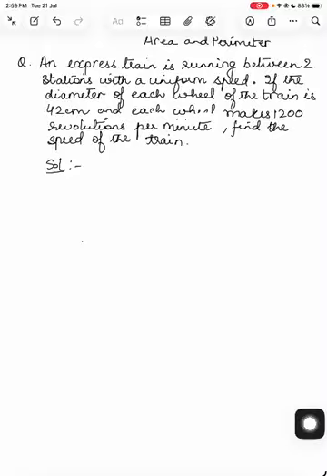So what we need to find is the speed. Speed is distance upon time. So we need to find the distance first. The time is per minute. How much distance it has covered per minute. So here what is given? Given is 1200 revolutions per minute.